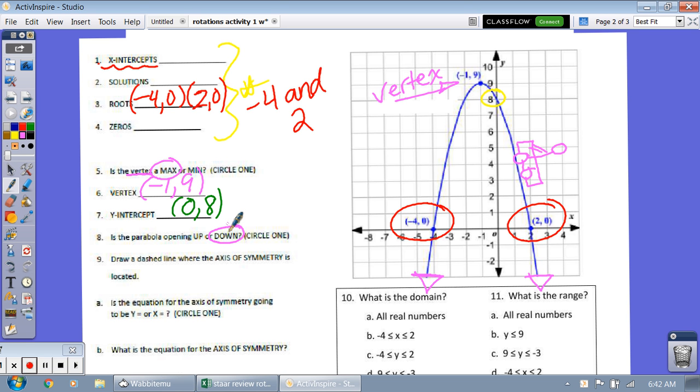Number 9, draw a dashed line where the axis of symmetry is located. The axis of symmetry is an invisible line, or you could say an imaginary line, that splits something perfectly in half on both sides. So there's our axis of symmetry. But if you notice about the axis of symmetry, it is a vertical line.